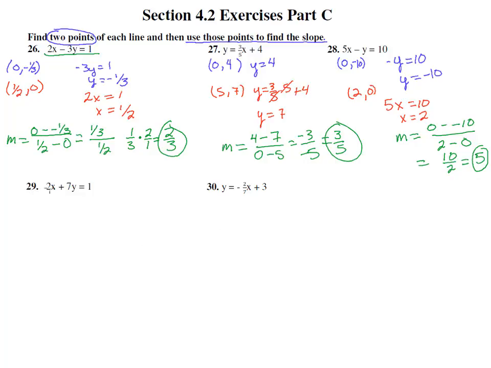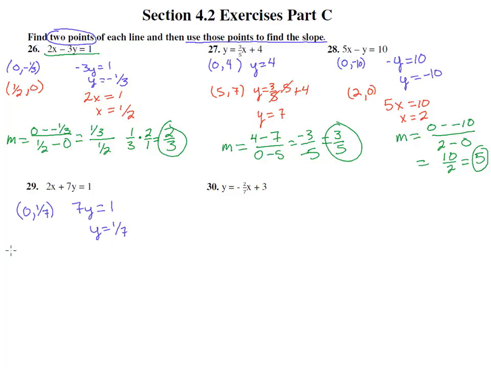Number 29. 2x plus 7y equals 1. Let's find that first point. Let x be 0, get the y-intercept, and what do we get? 2 times 0 is 0 plus 7y. So just 7y equals 1, divide by 7, we get y equals 1/7. Ooh, that was a fraction.